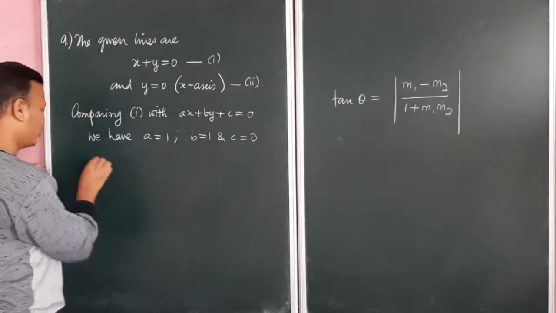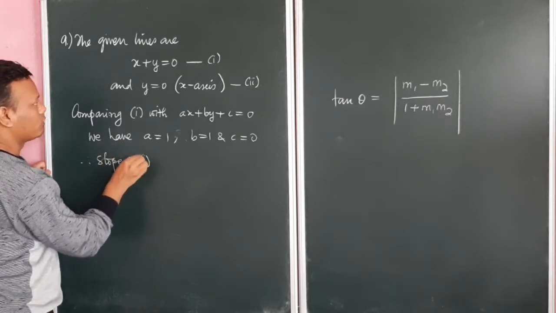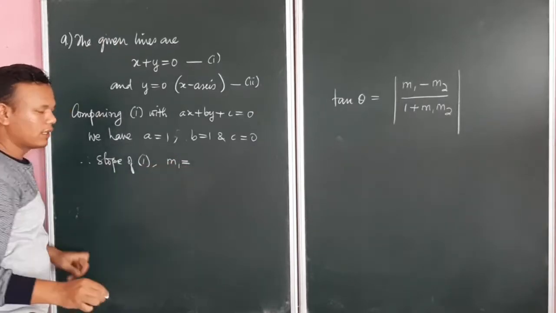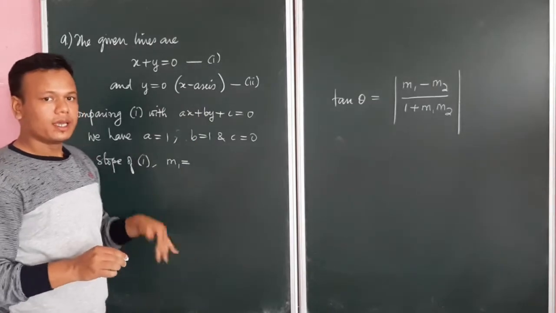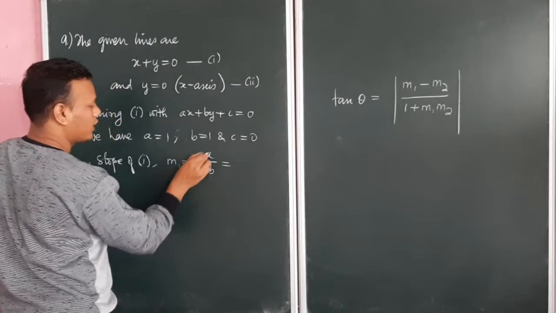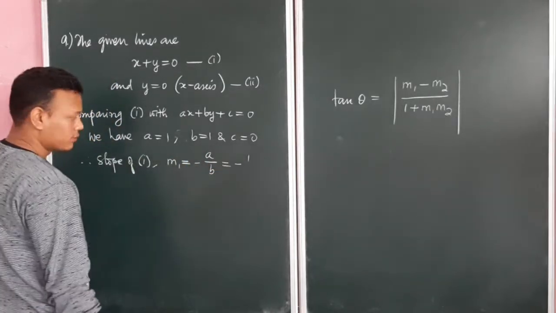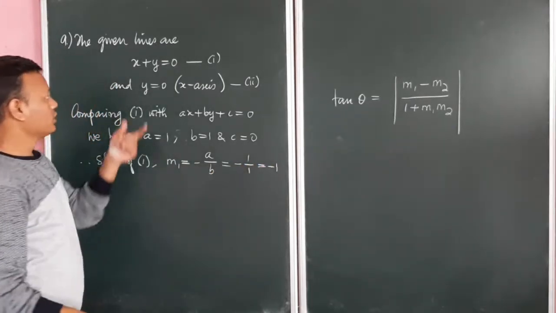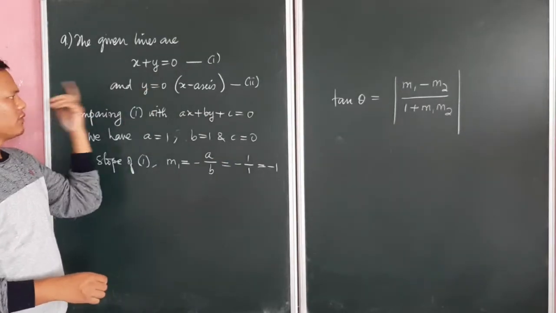So let us see what is the slope of this. Let me call this m1, and we know that the slope for ax plus by plus c equals 0 will be minus a by b, isn't it? And what is the value of a and b? a is 1, b is also 1. So the slope for this particular line is minus 1. Okay, and the next case is very simple.